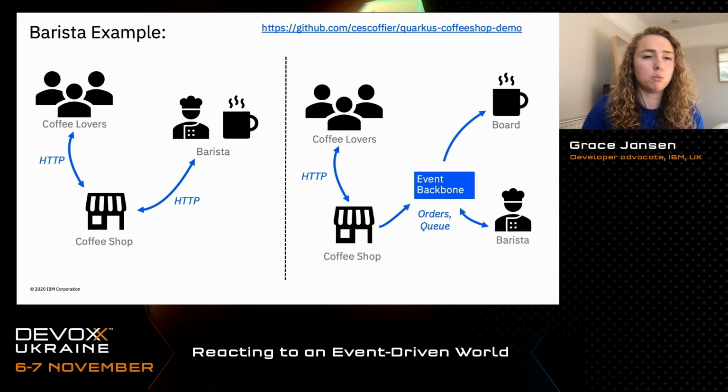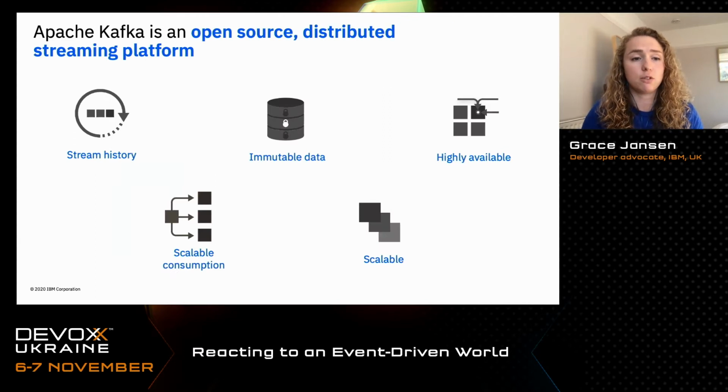And often when we're introducing event backbones, one of the most commonly and most popular tools that we can implement is Apache Kafka. So if you've not come across Apache Kafka before, it's an open source distributed streaming platform. And it's sort of different from traditional messaging systems in that it has this stream history. So it has this immutable data that you can go back and read again if you want to or if you need to. It enables scalable consumption. It's very scalable in itself, and it really enables that high availability of information that we're looking for when we're building systems.